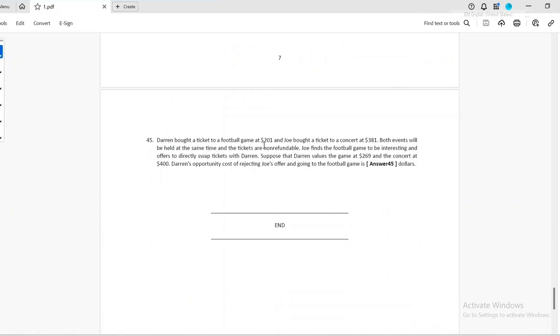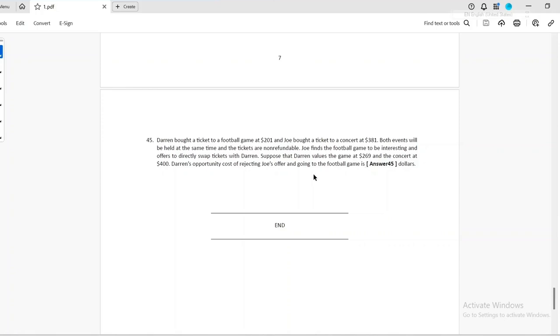Darren bought a ticket to a football game for $201, and a ticket to a concert for $381. Both events will be held at the same time, and tickets are non-refundable. So please note, tickets are non-refundable. Joy finds the football game to be interesting and offers to directly swap tickets with Darren. Suppose that Darren values the game at $269 and the concert at $400. What is the opportunity cost of rejecting Joy's offer and going to the football game?